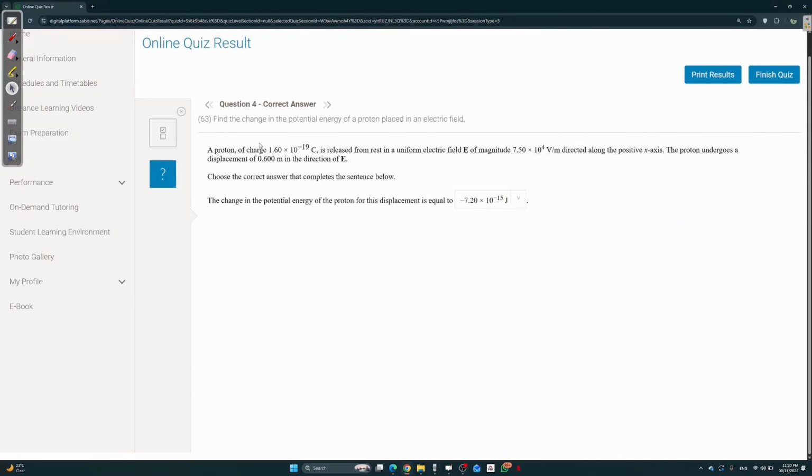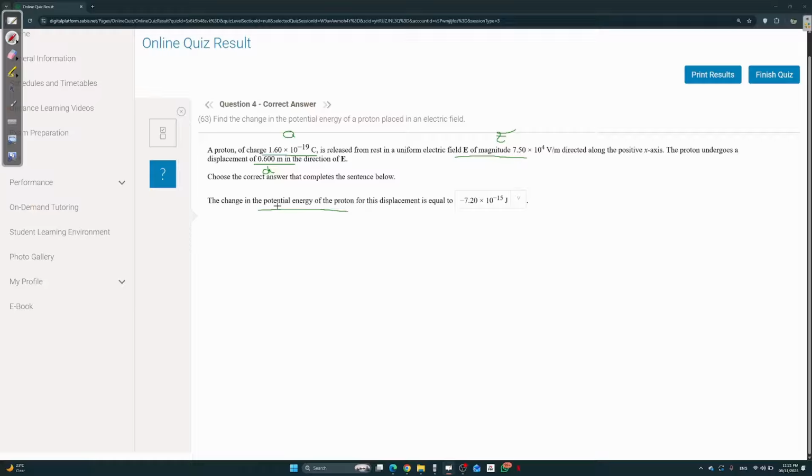Alright, over here, this is a bit new. A proton of charge Q, so they gave us Q, is released from rest in a uniform electric field E, so they gave us E, nice, directed along the positive x-axis. The proton undergoes a displacement of this, so they give us the distance, and they want the change in the electric potential energy of the proton.